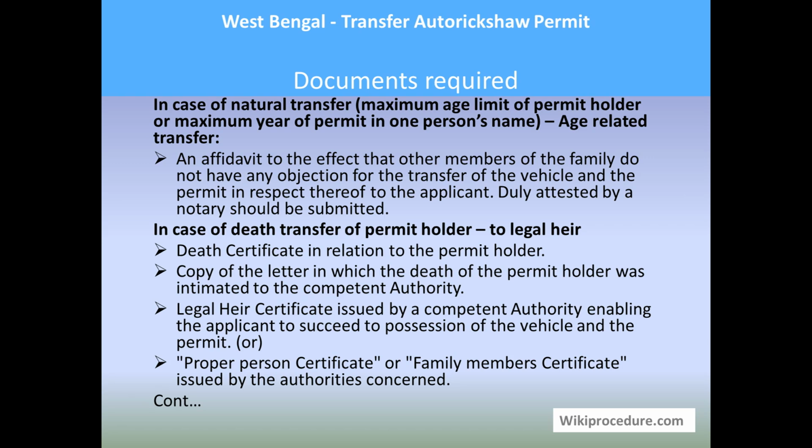In case of death transfer, meaning the death of the permit holder, the legal heir can do this. Death certificate of the permit holder, copy of the letter in which the death of the permit holder was intimated to the competent authority, legal heir certificate issued by the competent authority enabling the applicant to succeed to the possession of the vehicle as well as the permit, or a proper person certificate or a family member certificate in place of the legal heir certificate, issued by the concerned authority, can be submitted.